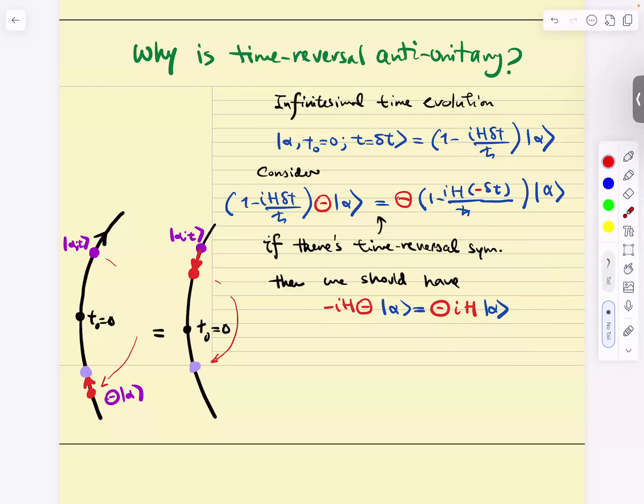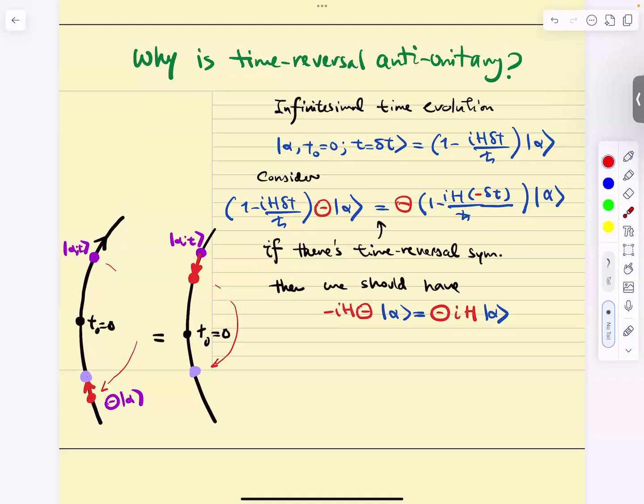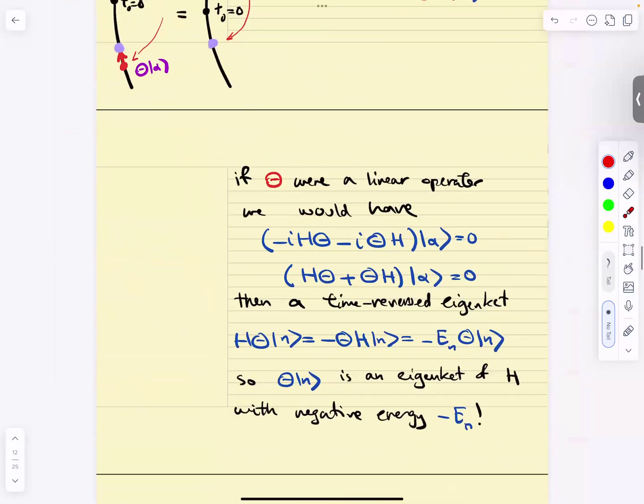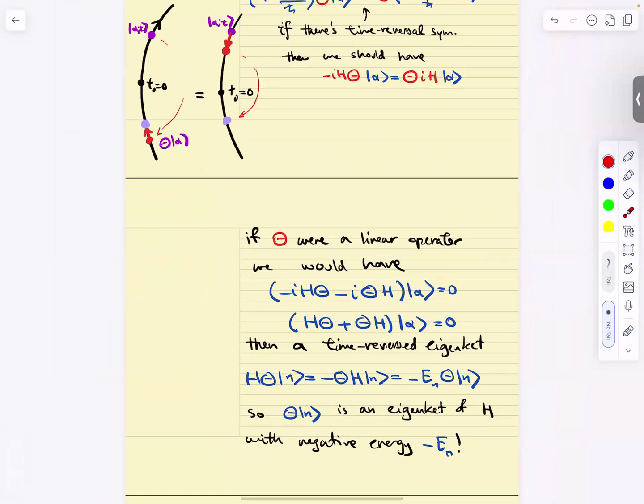Of course, if it's anti-linear, anti-unitary, pushing i on the other side flips the sign, that's okay. The left-hand side and right-hand side look okay. But let me run this argument. Is it clear for now what this equation means? Okay, so imagine theta is a linear operator. Then you could take i out, bring the whole thing to the left-hand side, and you would find that theta and H will have to anti-commute. This is what you would find.